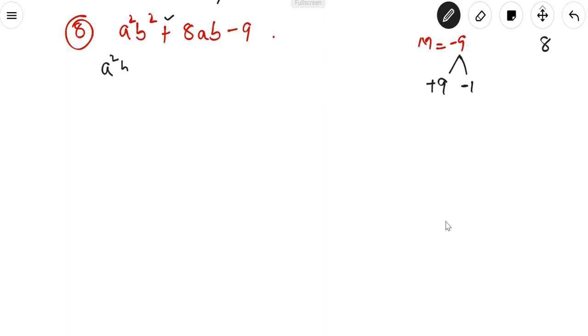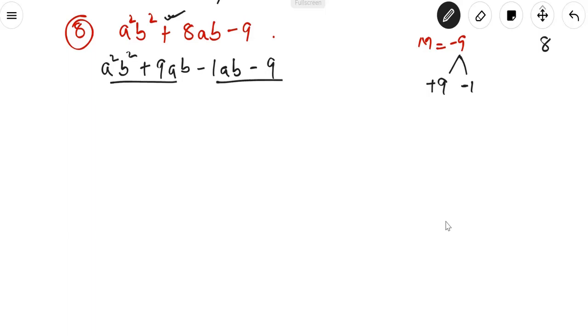A square B square plus 9ab minus 1ab minus 9. See here, plus 9 and minus 1, so that becomes plus 8. Okay. So now I'm going to group. Now I hope you people have understood how to do grouping also. So this one I'll group and this one I'll group.